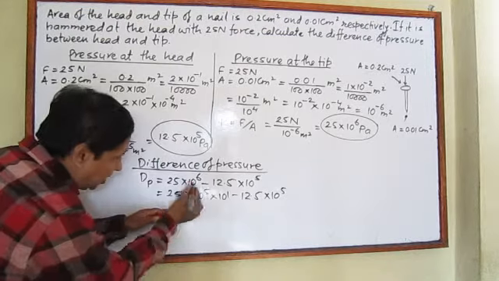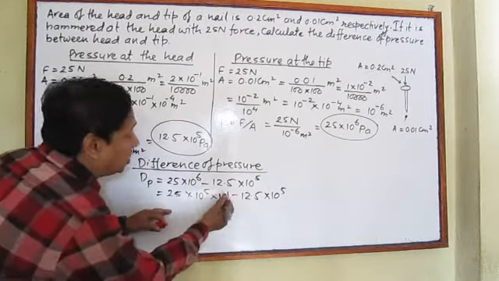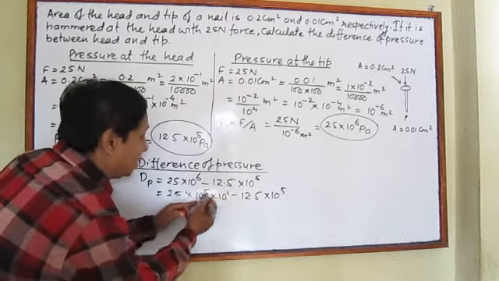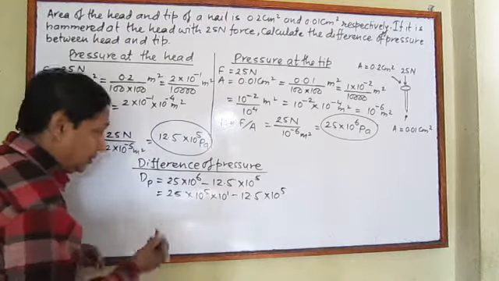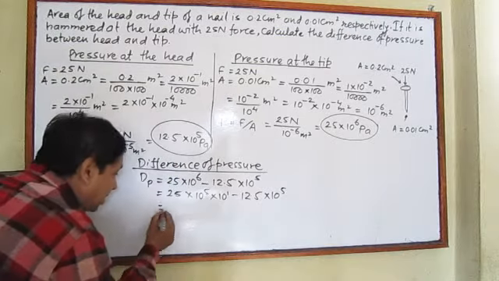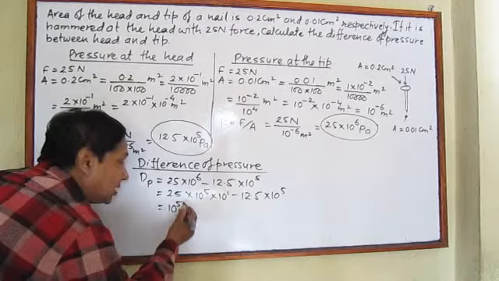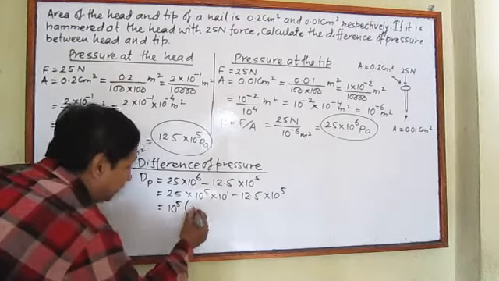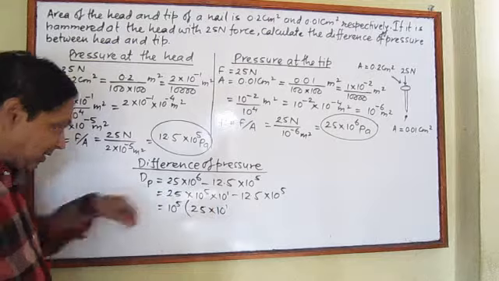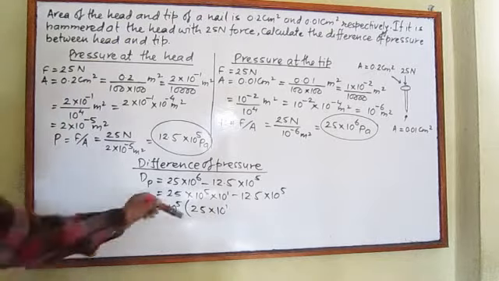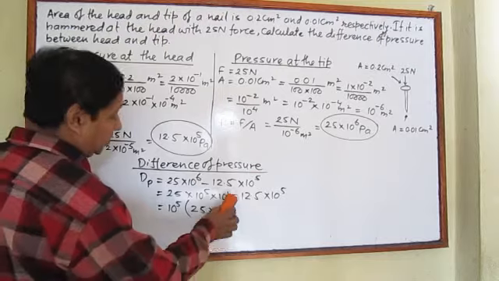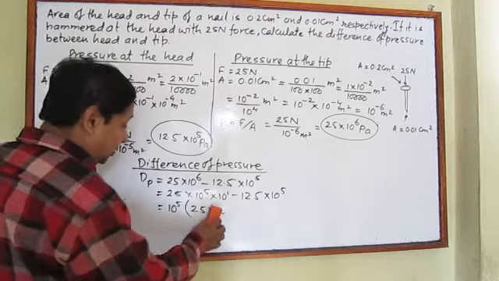Why am I writing it this way? 10 to the power 6 is written as 10 to the power 5 into 10 to the power 1, because 5 plus 1 means 10 to the power 6. But I want to write it this way because I want to take the common factor. 10 to the power 5 can be taken as common. Now 25 into 10 to the power 1 is left on the left hand side. We can write it directly also. 10 to the power 1 means 10, and 25 into 10 means 250.